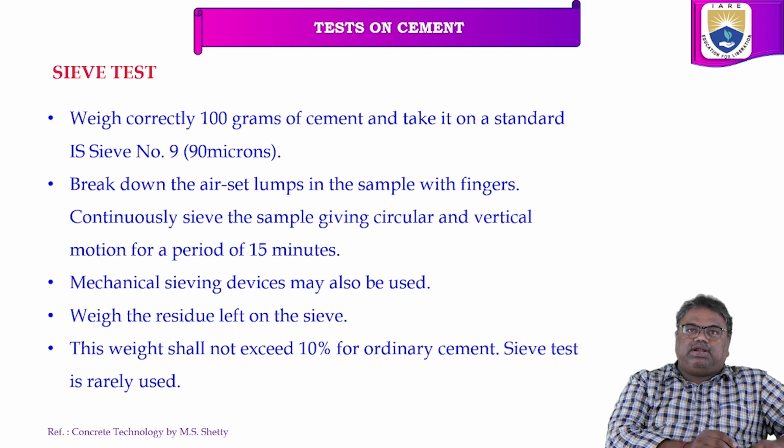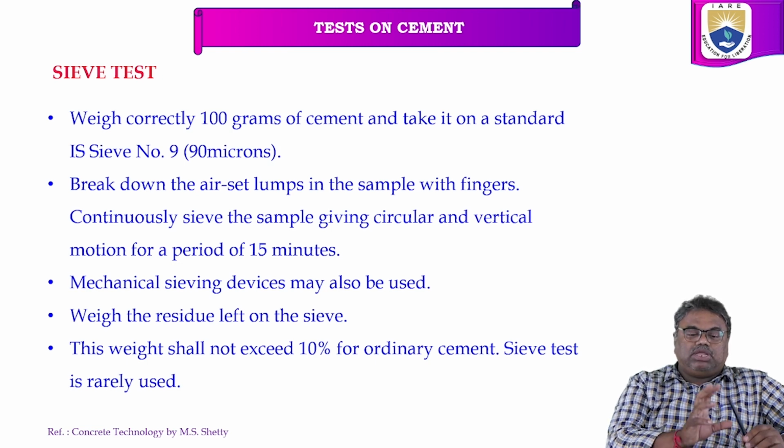So weigh correctly 100 grams of cement. Take 100 grams of cement and put it in the standard sieve, IS sieve number 9, the 90 micron sieve. Break down the air set lumps in the sample with your finger.